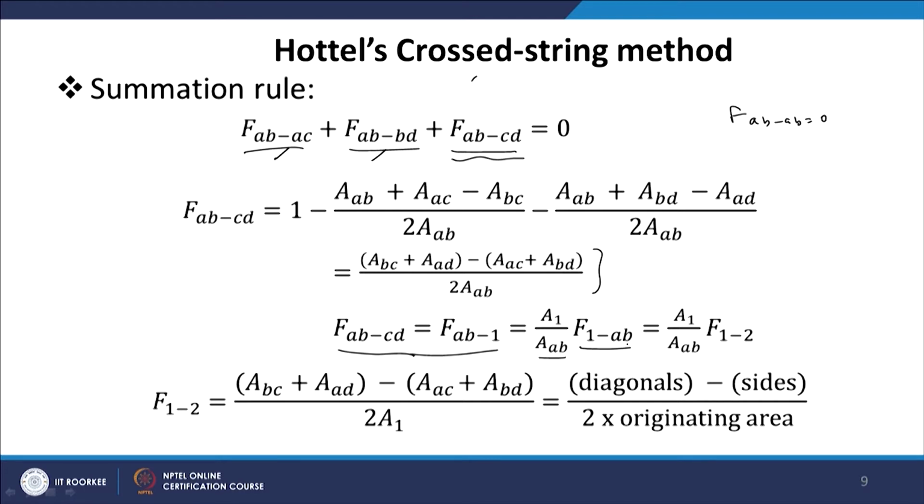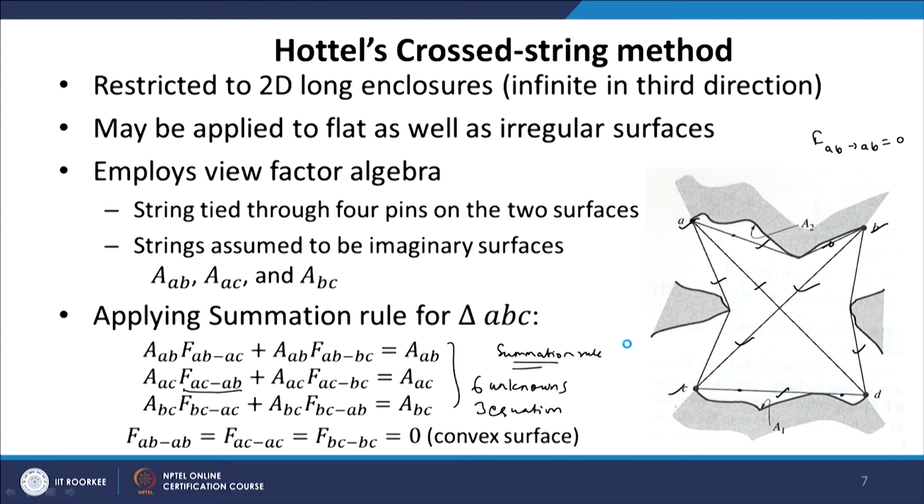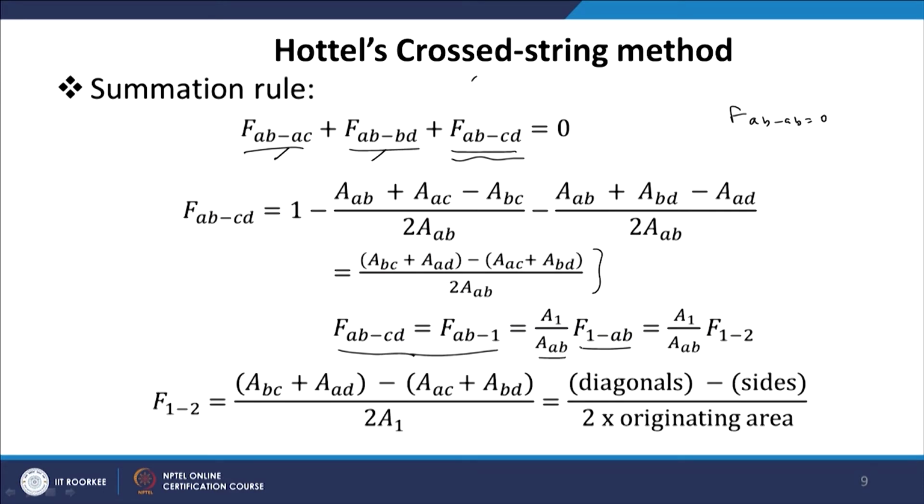Now, similar arguments hold true for this surface: all the radiation leaving surface A1 and travelling to surface AB will actually fall on A2. So, we can also write F1AB as F12. So, by using this reciprocity theorem we have related FABCD to F12, and the relation is basically FABCD is equal to A1 upon AB times F12.